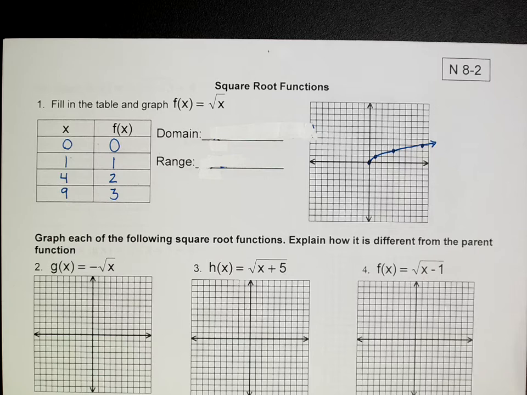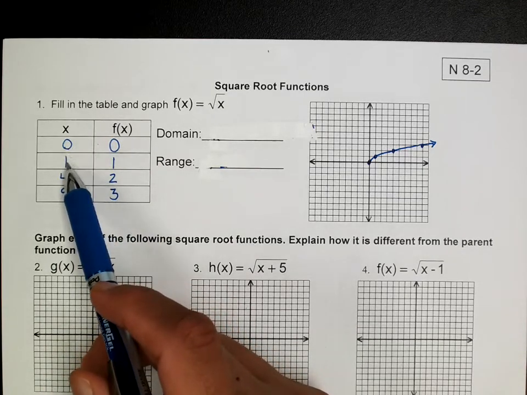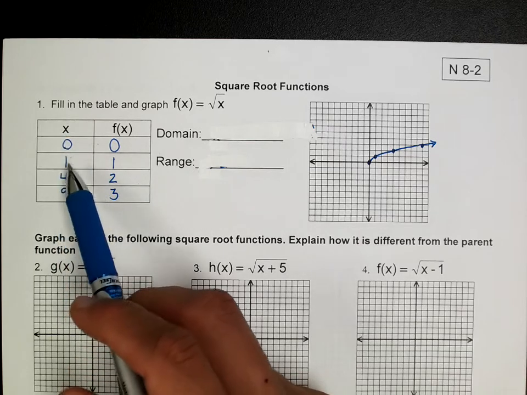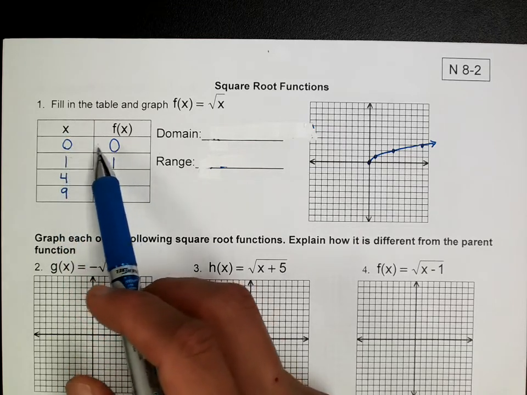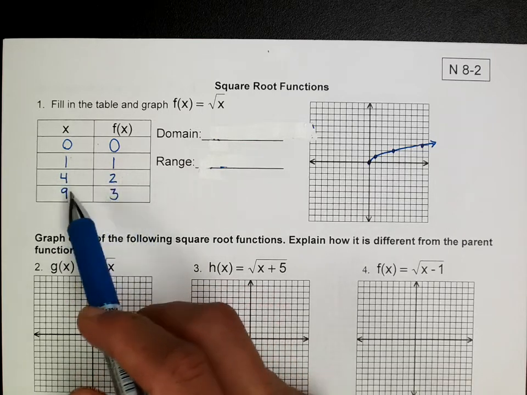Alright, so this is a lesson over square root functions. So now the points that are relevant for this graph are these. Notice that I picked 0, 1, 4, and 9. The reason I picked these x's is because if I take the square root of 0, I get 0. If I take the square root of 1, I get 1. The square root of 4 is 2, and the square root of 9 is 3.